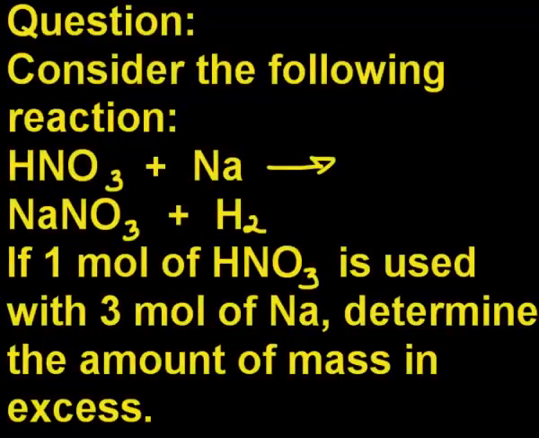Now the question which I would like you to attempt is to consider the following reaction given. Nitric acid plus sodium ends up giving you sodium nitrate plus hydrogen gas. If 1 mole of your nitric acid is used with 3 moles of sodium, determine the amount of mass in excess. So before you will be able to determine that, you'll need to make sure that your reaction equation given is balanced, as well as first determining the limiting reagent, making sure that they're on the same mole ratio, and then from there on you can determine the excess. So first pause your play and attempt this before you look at the answer.